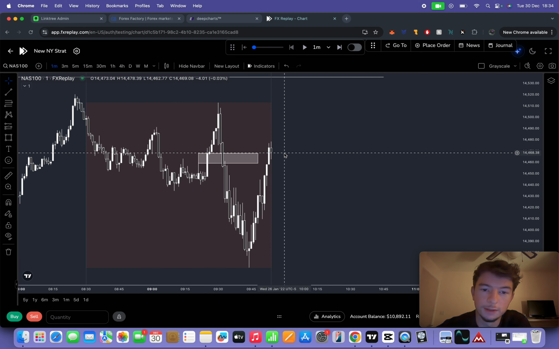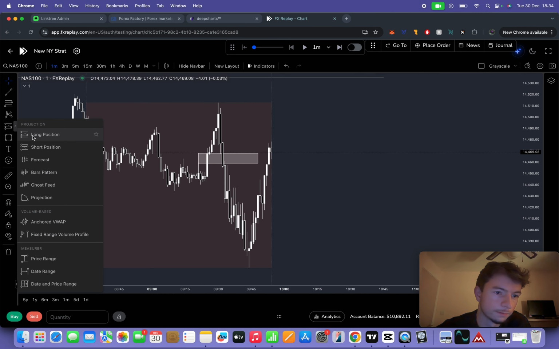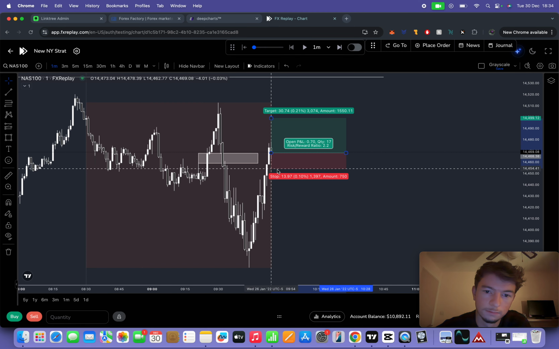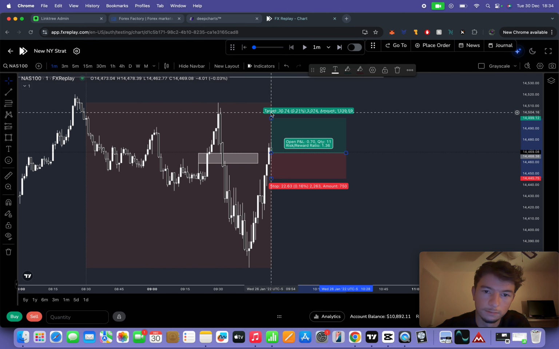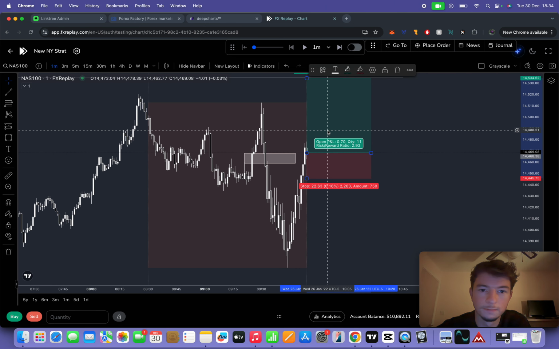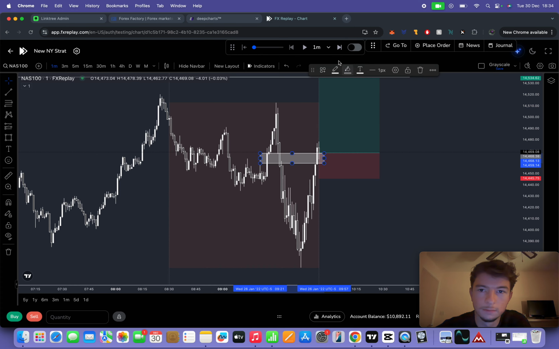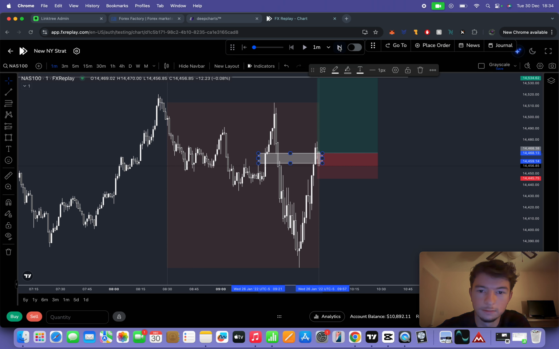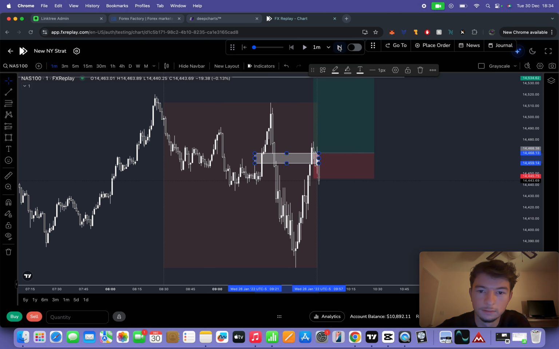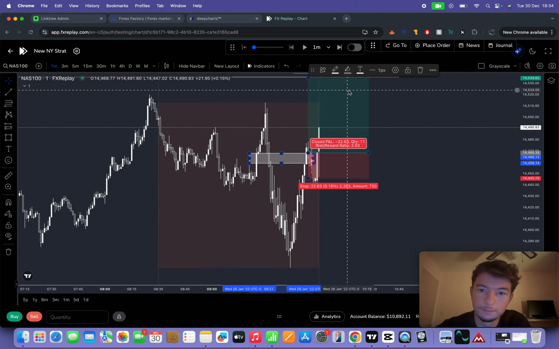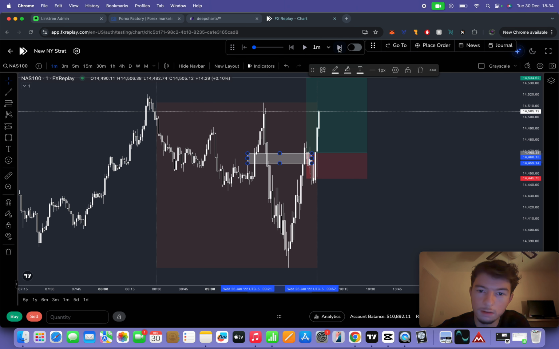Could be a continuation here now that we traded up. PM high. One more candle. Down. Okay, so then we have that. Now we've got a clean break at 10 o'clock.